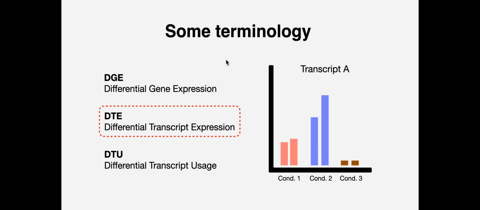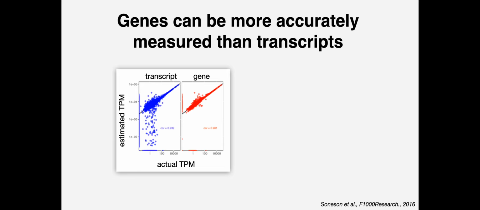So part of it is just convenience, but there's also recently been evidence that transcript level data is not as reliable as gene level data. So let me explain that a bit. I encourage you to check this out. It's linked in the reading for today's lecture. And that's that genes can really be more accurately measured than transcripts. If you take transcript level data versus gene level data and you look at actual transcripts per million versus what you would have estimated the transcripts per million to be, you get a much better correlation when you're measuring your data at the gene level than the transcript level.